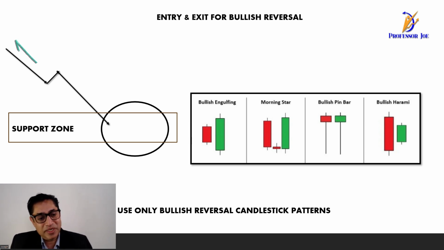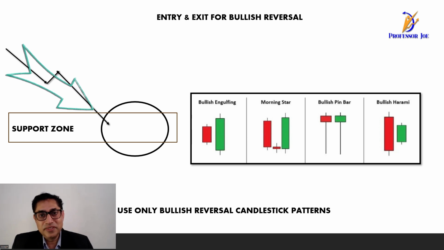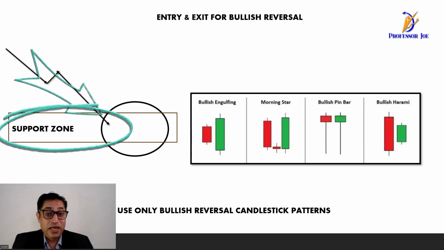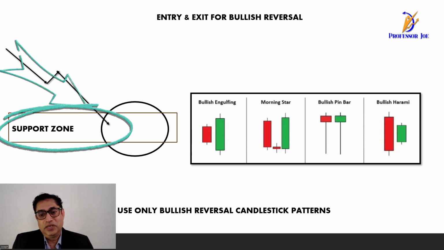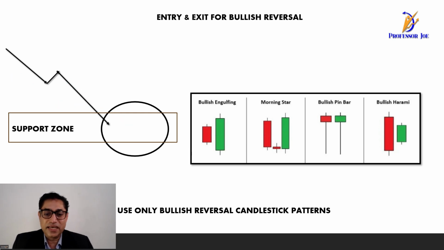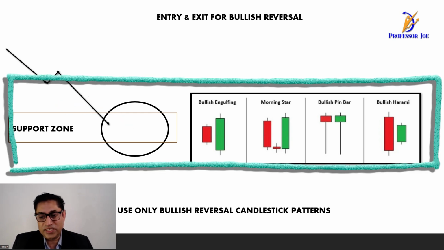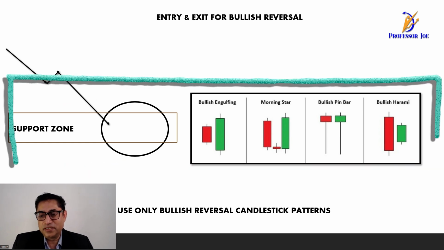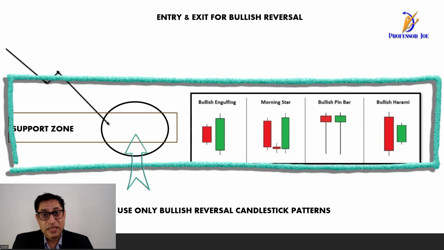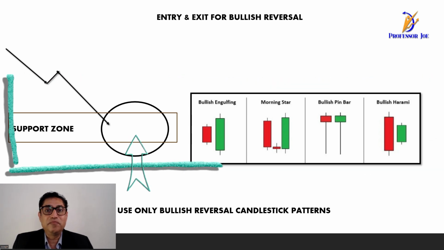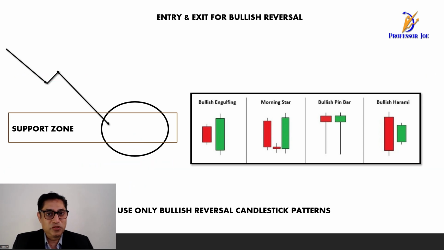Like in this example, you can see that the price is coming down. It went back a little bit up, came back down, and it entered into a previous support zone. Now in this support zone, if you get any of these candles, like a bullish engulfing candle, a morning star, a bullish pin bar, or a hammer, or a bullish harami, you can enter with a buy trade over here. So now you understand how to enter. Now, how do you exit this trade?